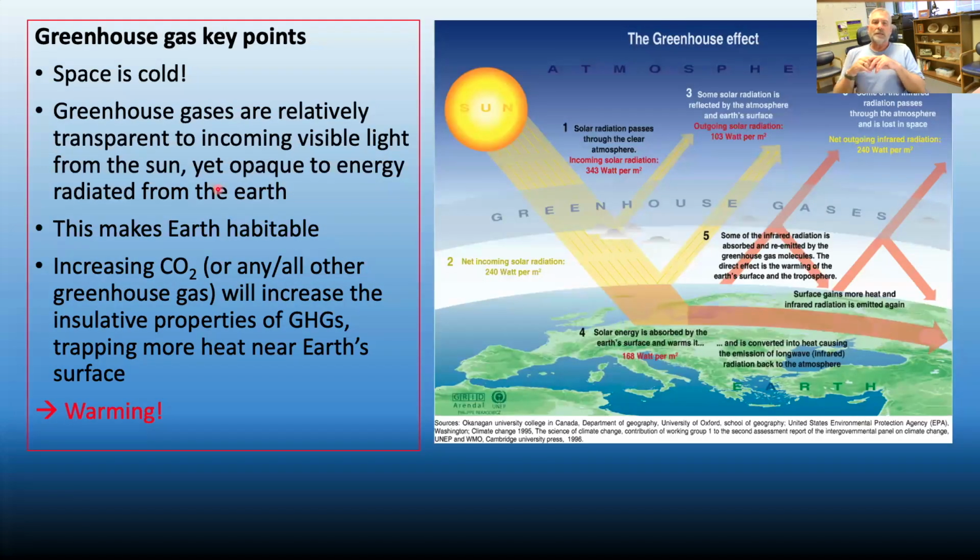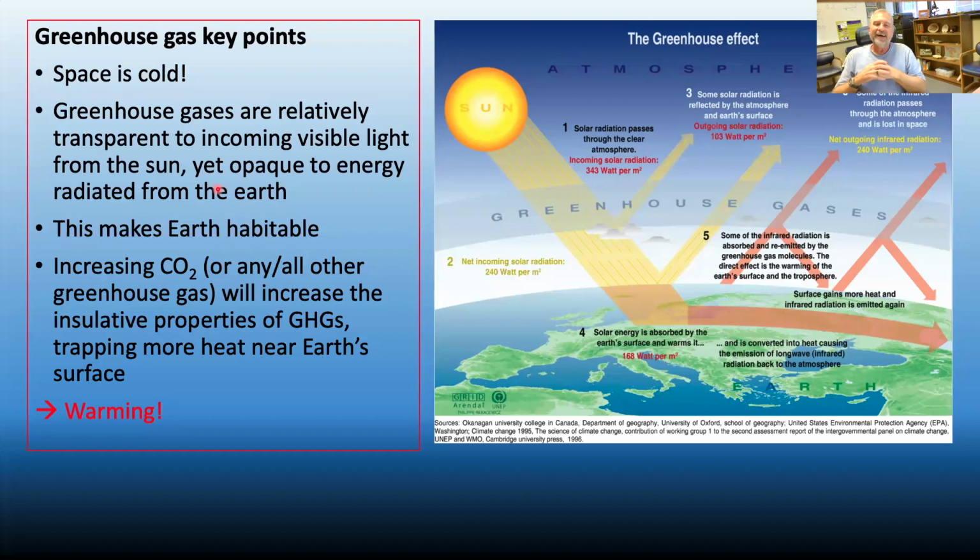So when we look at some key points when we're talking about greenhouse gases, the first thing to know is space is cold. Remember the Star Wars movie where Princess Leia was floating out in space and she was doing her flight across there? That was the goofiest scene in any event, and she froze.